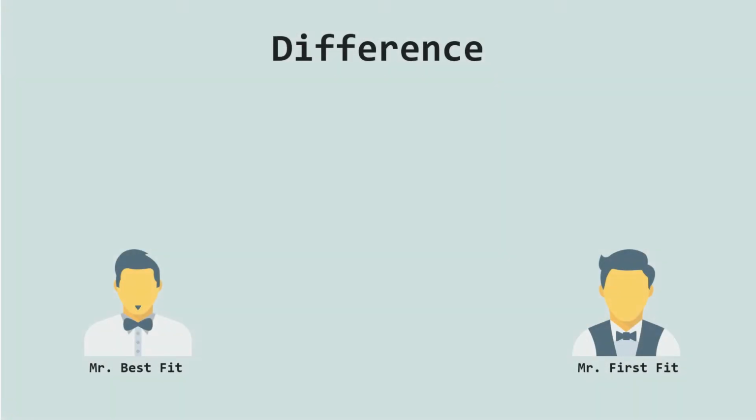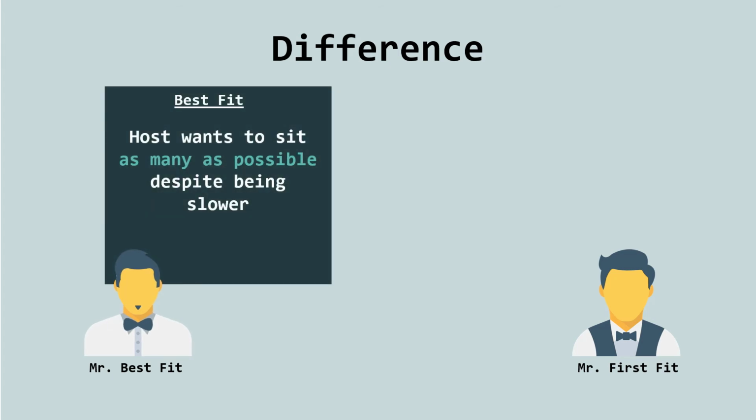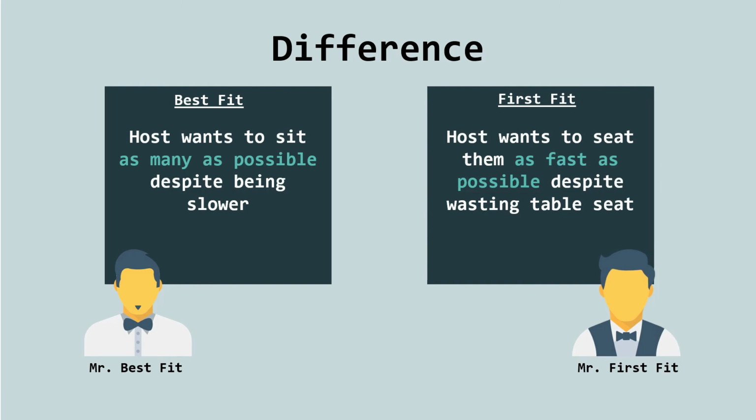These two hosts have different approaches to seating their customers. The best fit host wants to seat as many as possible despite being slower, and the first fit host wants to seat them as fast as possible despite wasting the table seats. This is how some operating systems manage their memory.